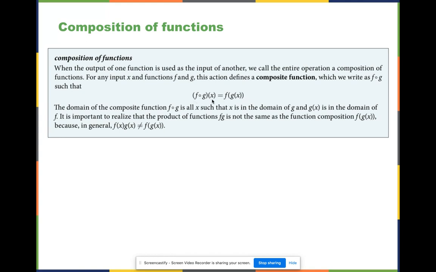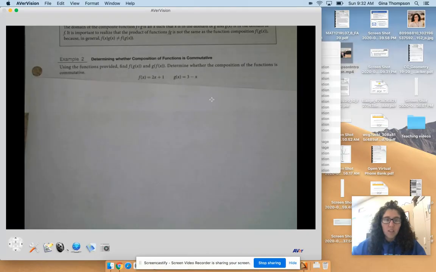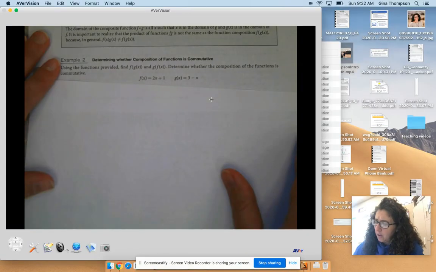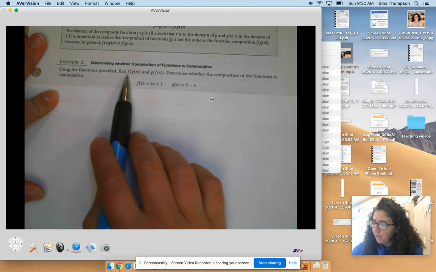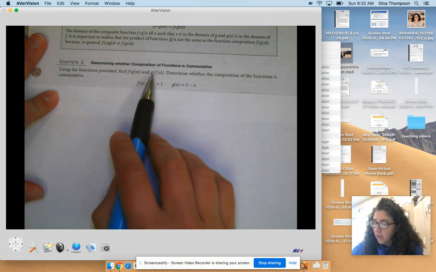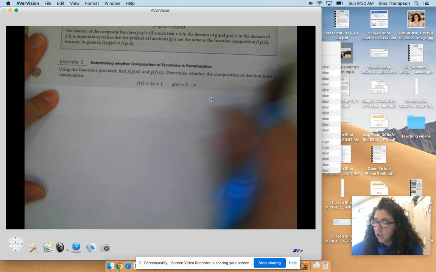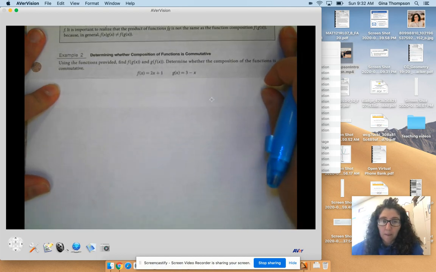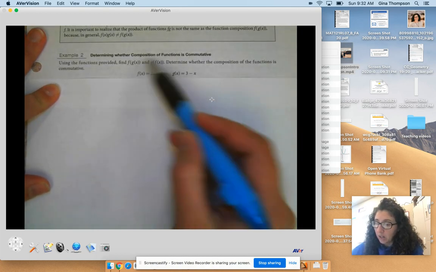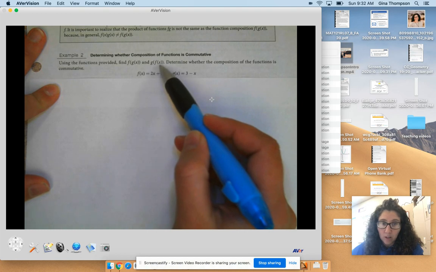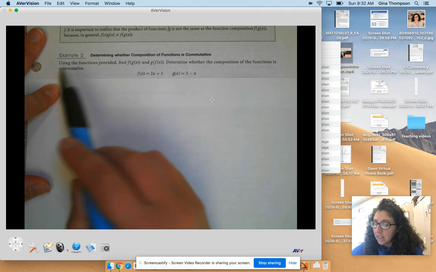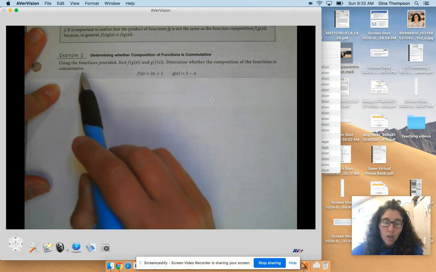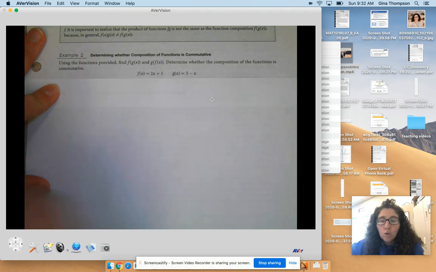So let's do an example and see what this would look like. So it says, using the functions provided, find f of g of x and g of f of x. So we're going to change the order here. Okay, in one g of x is the input, and in the other f of x is the input. Determine whether the composition of the functions is commutative. So commutative means you can do it in any order.